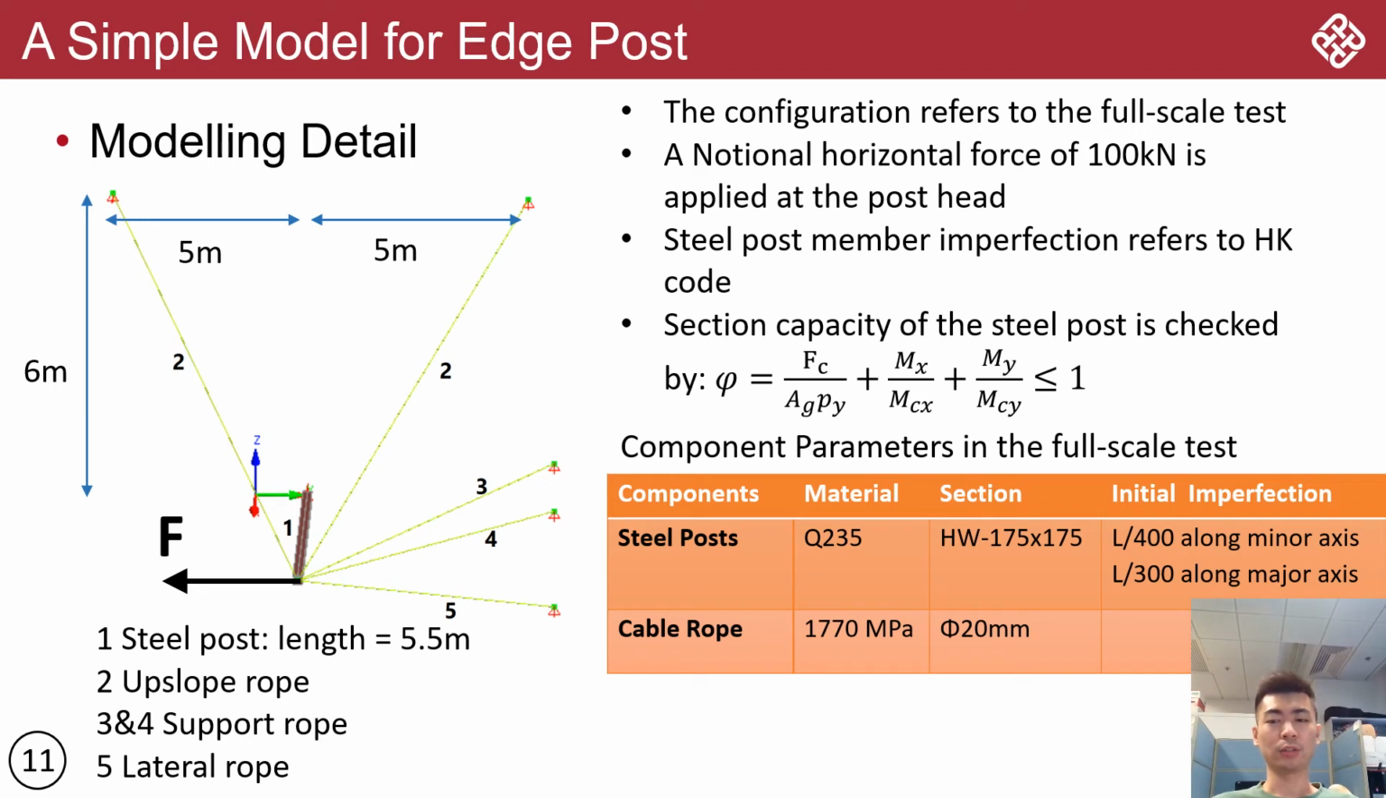and we can see that along the minor axis, the initial imperfection is 1/400 of the length, and along the major axis, 1/300 of the length is applied. The section capacity of the steel post is checked by this equation, and it includes the effect of axial forces and bending moment. In the bending moment, the moment induced by the initial imperfection is also included.